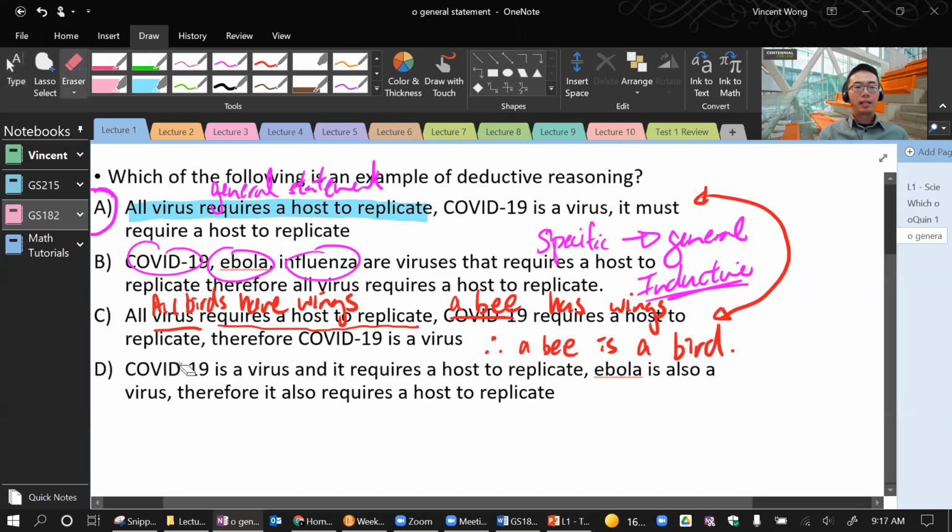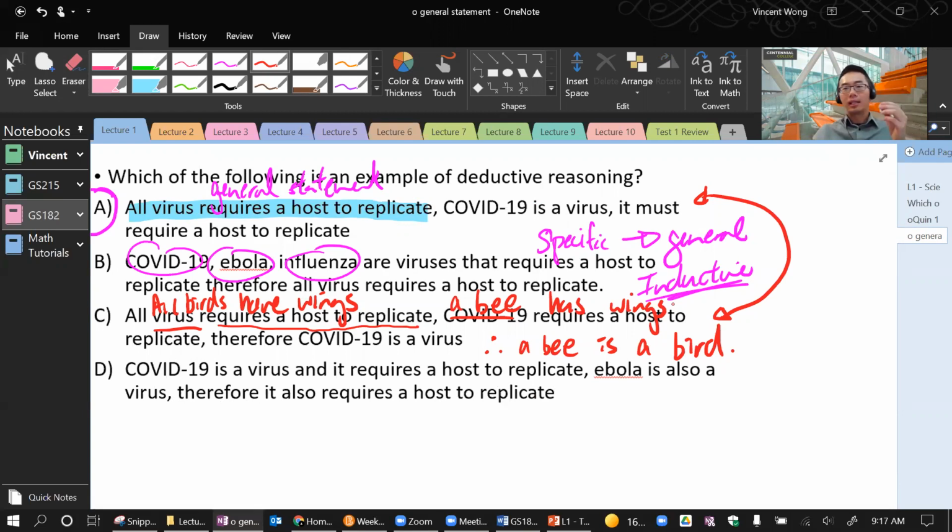Good. And no one chose D, and D is not deductive reasoning. Because this says COVID-19 is a virus and it requires a host to replicate. Ebola is also a virus, therefore it also requires a host to replicate. There is no general statement going to specific. This is just one specific example and then another specific example, and there is no connection really between the two.